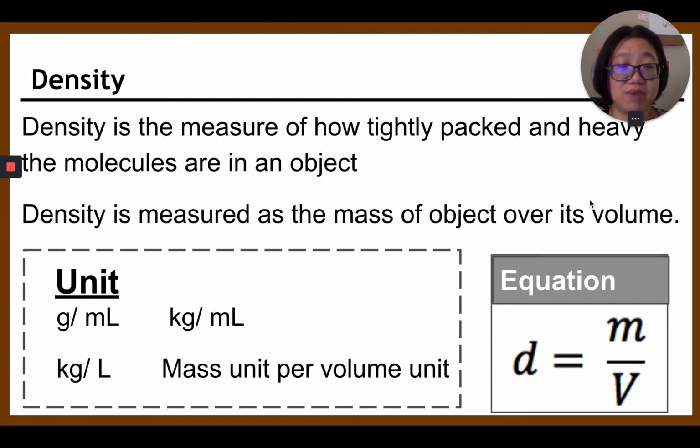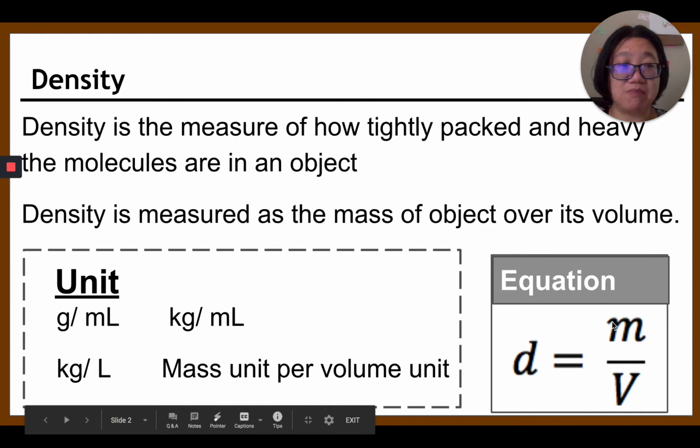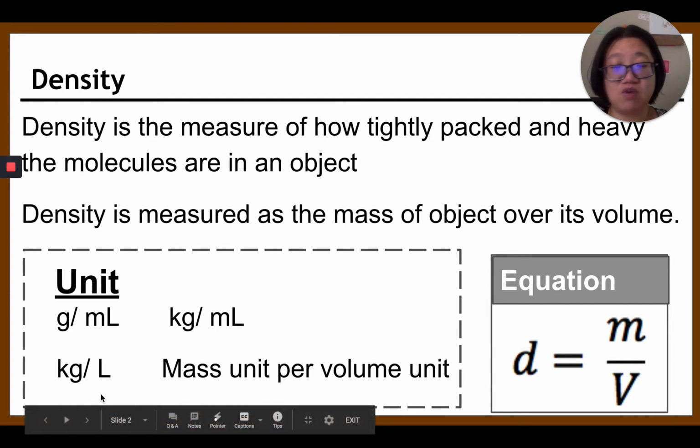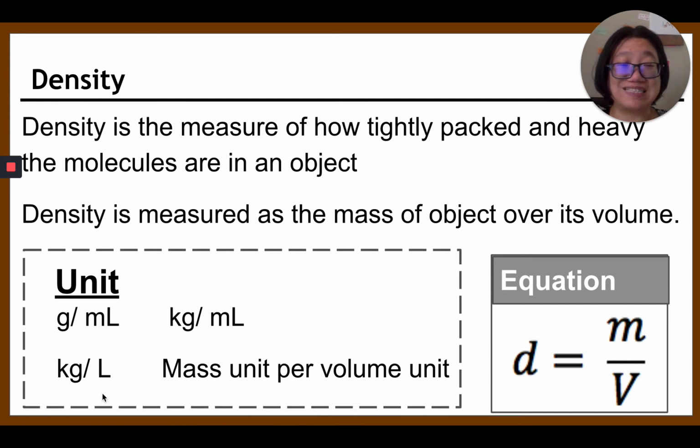So what does that mean? The equation for density is basically mass divided by volume. Because of that, the unit is mass unit per volume unit. So if you look here, you will see that it's either gram per milliliter, kilogram per milliliter, kilogram per liter. You can also have cm cube, which means gram per cm cubed, kilogram per cm cubed, and so on.